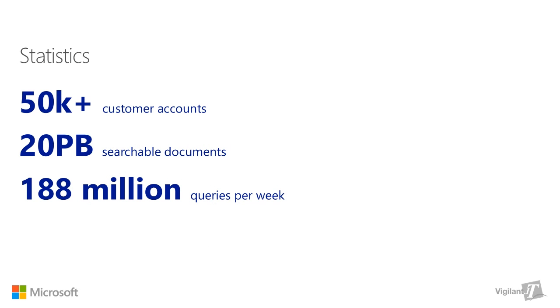These statistics literally blow your mind. OMS has been generally available for over a year now, with more than 50,000 customers. OMS has ingested more than 20 petabytes of data, and a year ago it was only 5 petabytes. So it's growing super fast. A year ago it was 30 million queries a month, and now it's more than 188 million queries per week. It's a seriously powerful system. It allows you to gain deep insights into the data from your environment through intelligent search, analysis, and visualization.